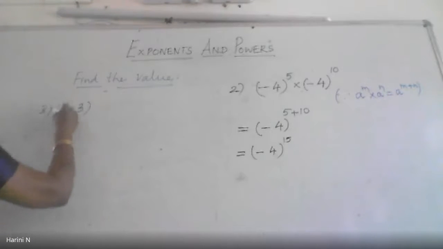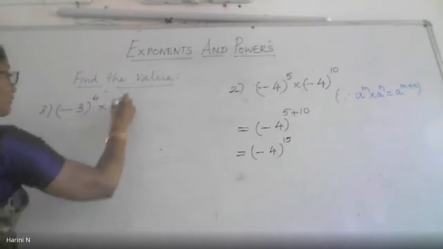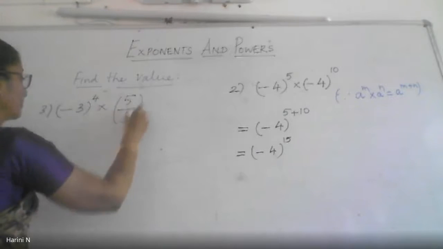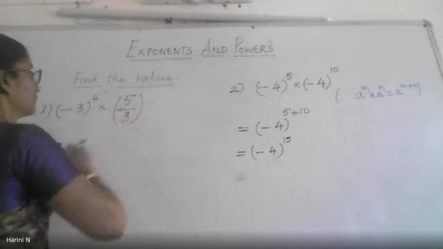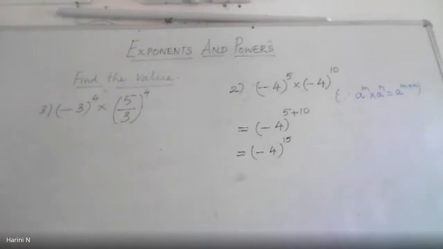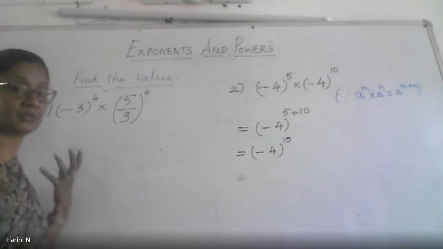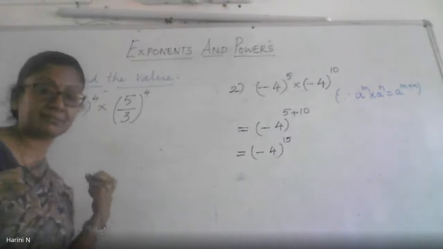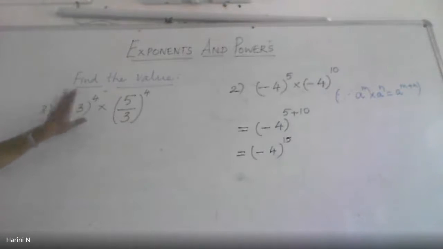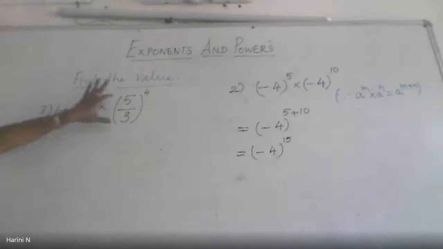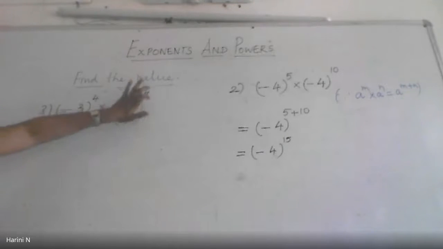Negative 3 to the power 4 into 5 by 3 to the power 4. Here you have to do a little more, a number of steps will be more, because you're going to see how this problem can be simplified and finally the value is attained. So negative 3 to the power 4, this I am going to maintain as it is. This is 5 by 3 to the power 4.